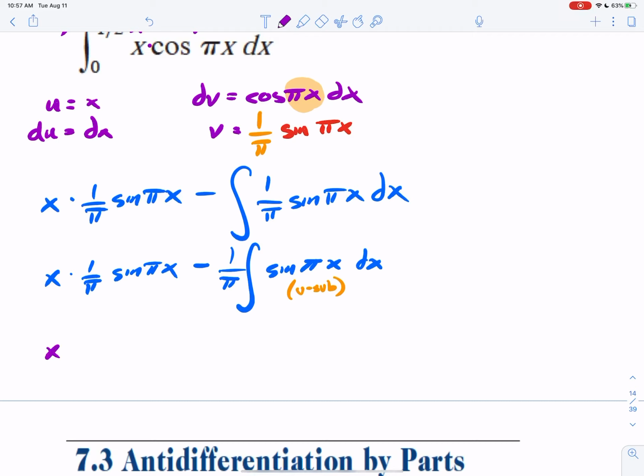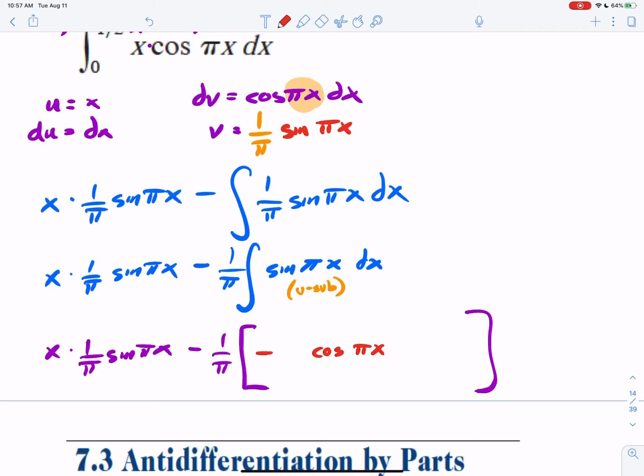Here we go. So this is going to be x times 1 over pi sine pi x minus 1 over pi. And here's what I usually do. I stencil everything else out first so that I don't mess with the value of the problem, okay? All right, sine of pi x is u substitution because there's a function and a function. So the integral of sine I know is going to be negative cosine.